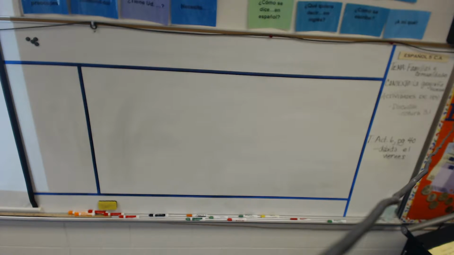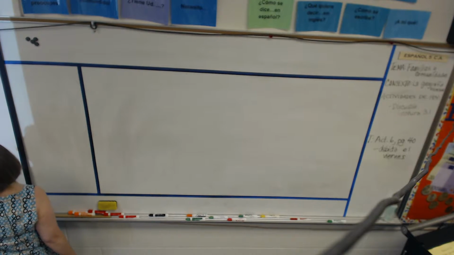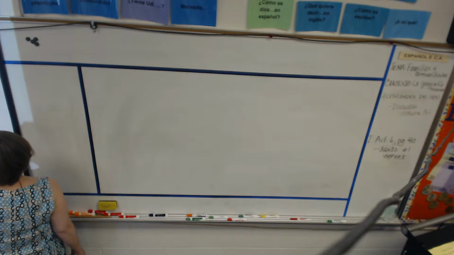Here's a summary of model verbs. So for hablar, it's no hables. And for comer, it's no comas. And for repetir, which is, remember, a stem changer, E to I, no repitas.